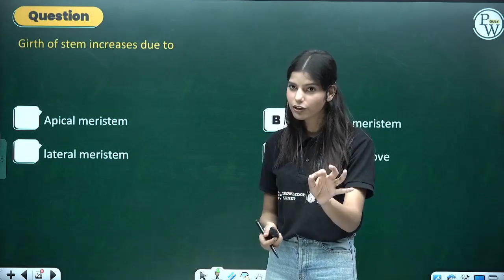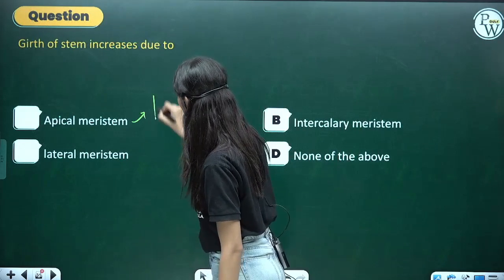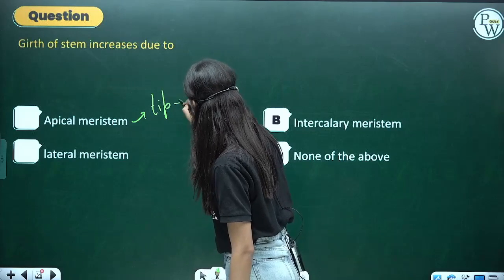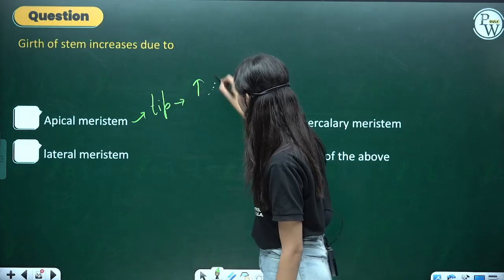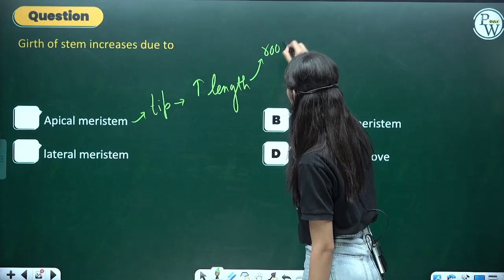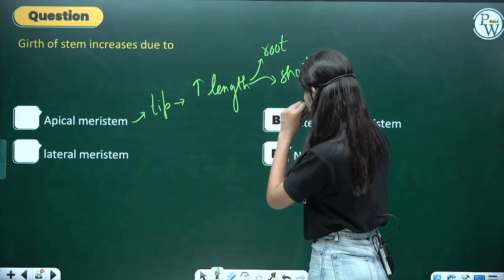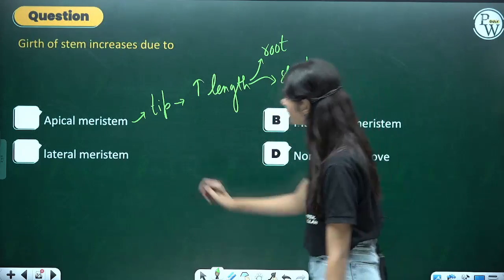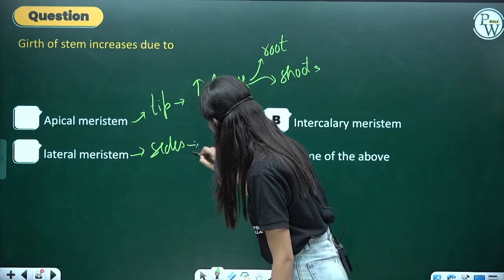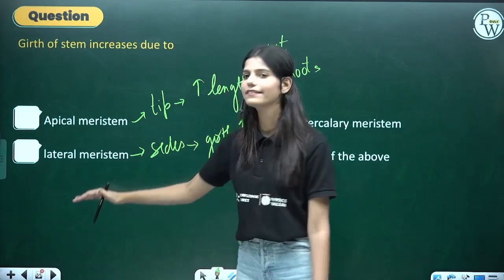Guys, we have learned that plants have 3 types of meristem, right? Apical meristem is present on the tip, and this apical meristem is going to increase the length of roots and also the length of the shoots. And we have learned about lateral meristem, it is present on the sides, right? And it is going to increase the girth of the plant. It is also called cambium.